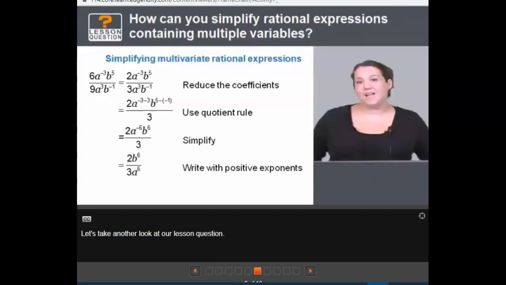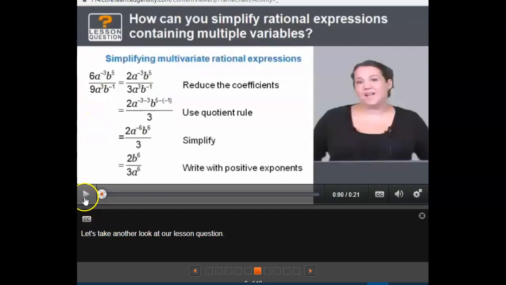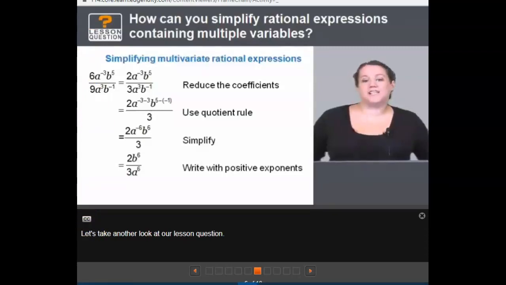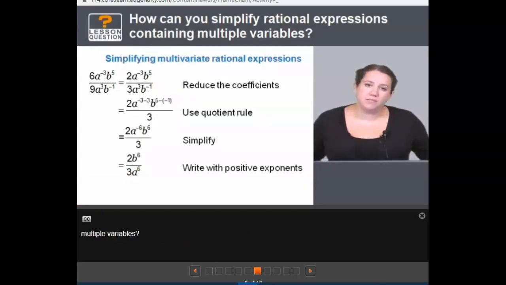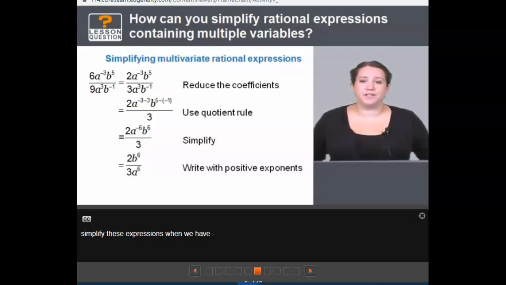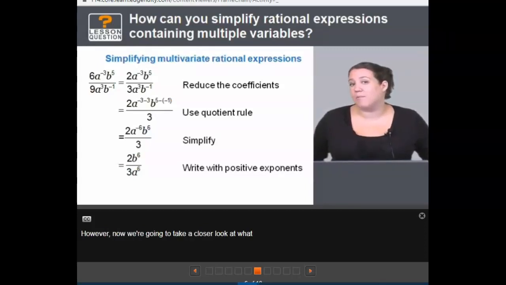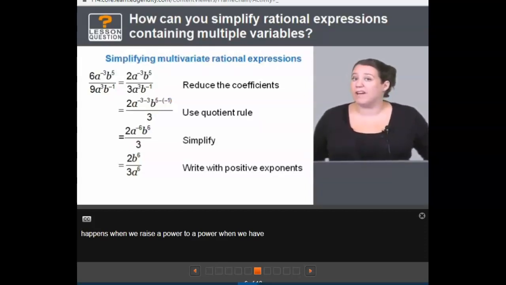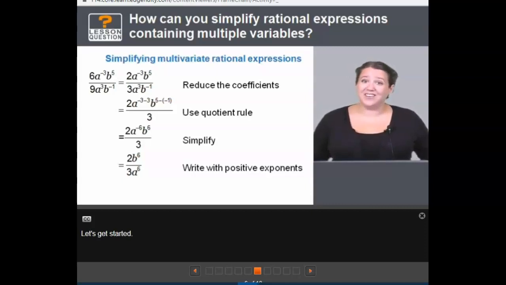You should now be on page 3 of your guided notes. Let's take another look at our lesson question. How can you simplify rational expressions containing multiple variables? So we've already taken a really good look at how to simplify these expressions when we have more than one variable. However, now we're going to take a closer look at what happens when we raise a power to a power when we have multiple variables. Let's get started.